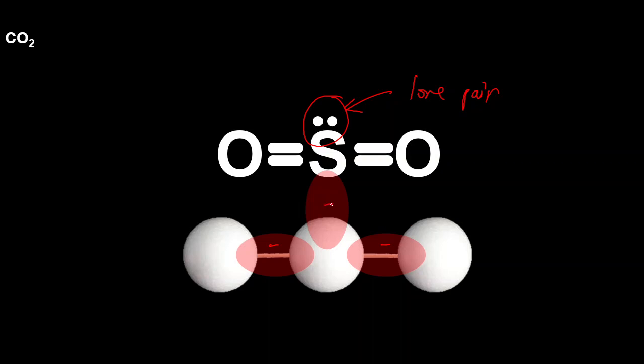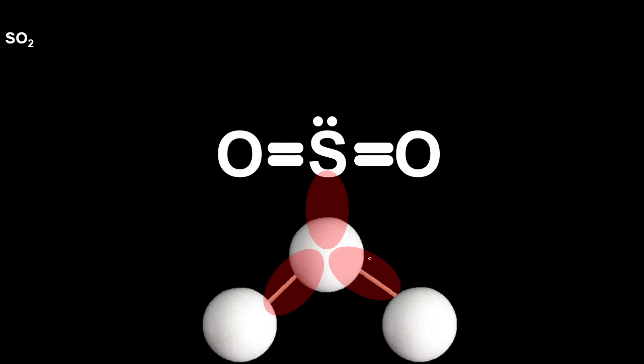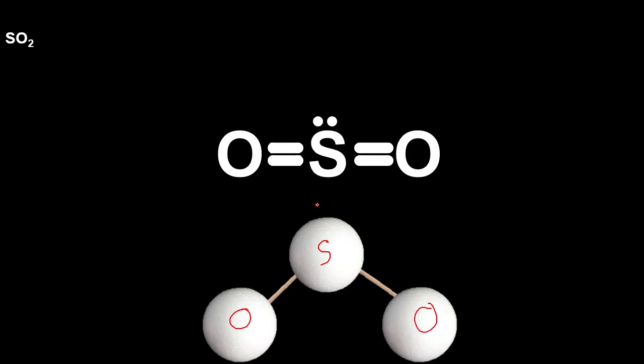So here we have 3 electron groups, 1, 2, 3, and in those 3 electron groups we have 1 lone pair. Again, considering the repulsion of these 3 electron groups, the shape will be like this. So the shape for SO2 is a bent molecule. It's a bent molecule because here we have a lone pair repelling with the other electron groups, or with the bonds of SO2.